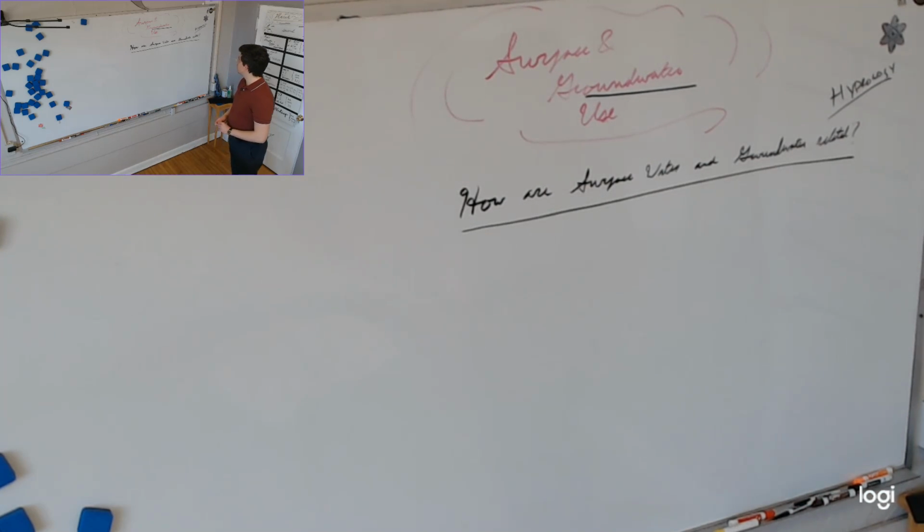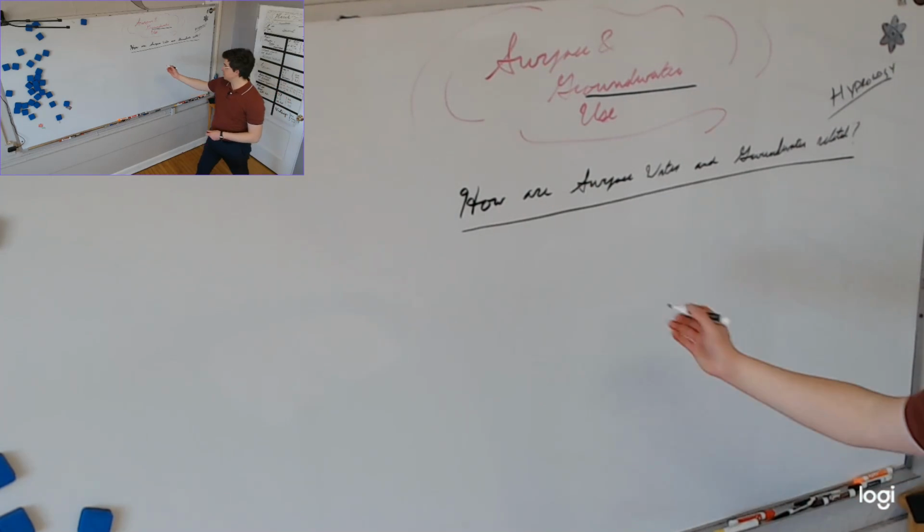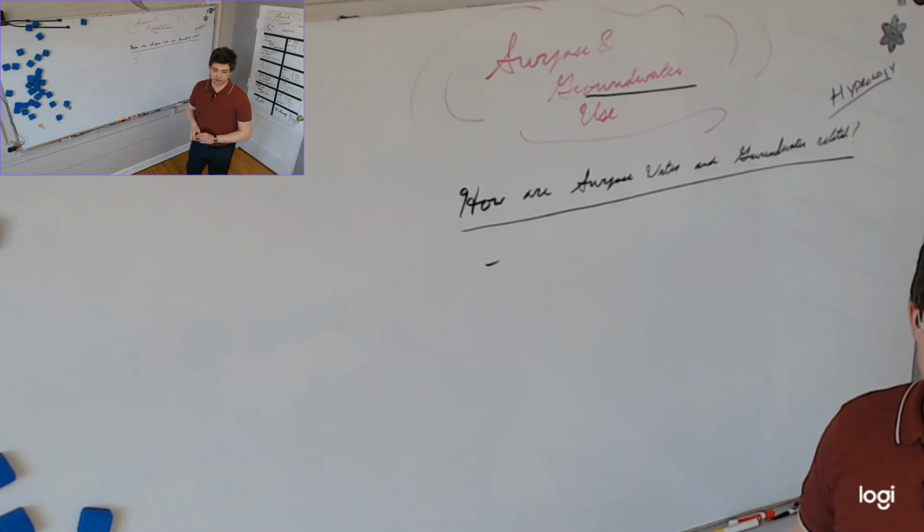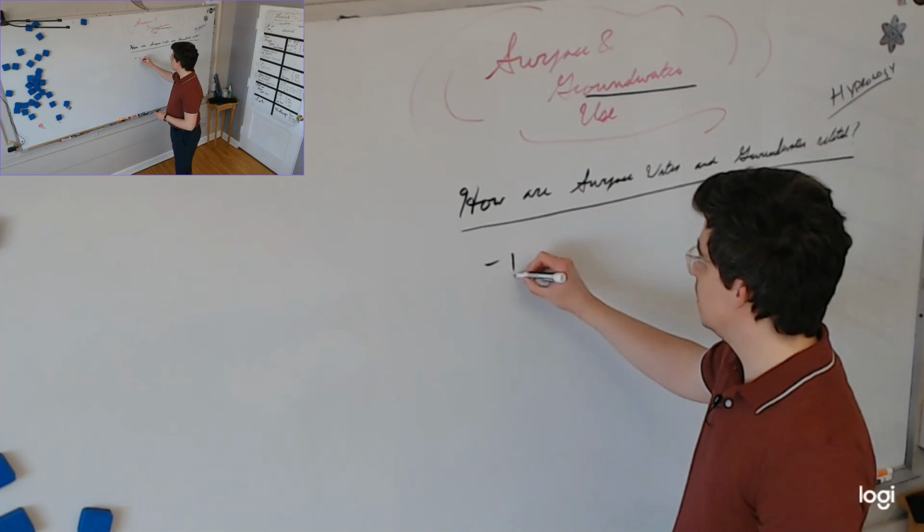So how are surface water and groundwater related? Well, let's try to answer that. What is one way in which they're related? There's one thing we just talked about: what verb relates these two things together? Infiltration.